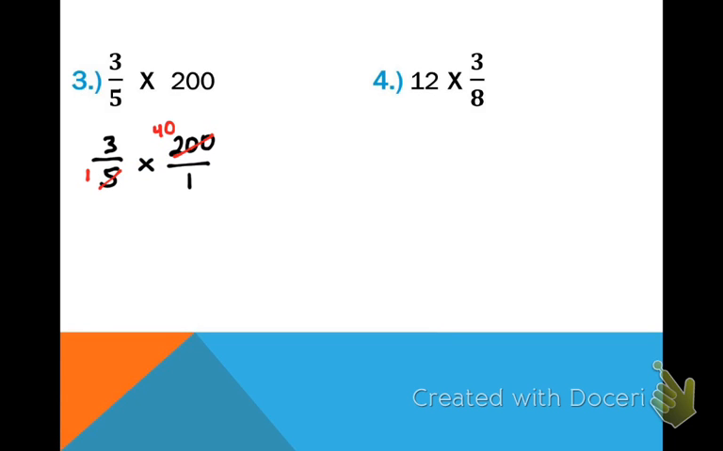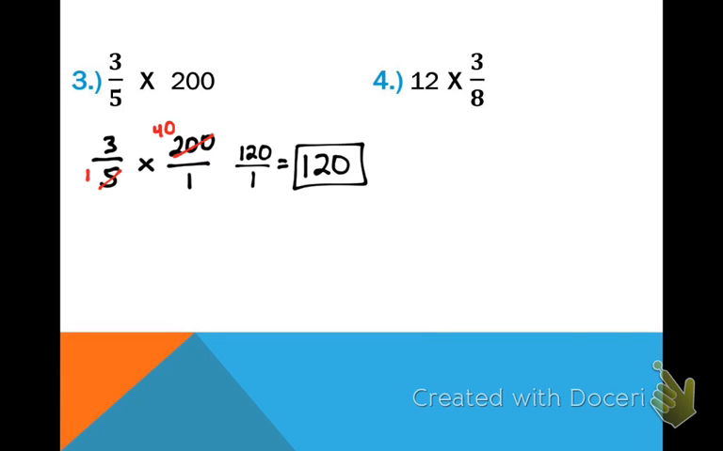Now let's go ahead and multiply the numerators together. What is 3 times 40? 120. And what's 1 times 1? 1. Okay, now, is that in the simplest form? No. What does 120 over 1 mean? 120. So for your final answer, I do want you to let me know it's always in simplest form. So if it ever has a number 1 underneath it, always go ahead and switch that up for me. Okay? Any questions on number 3?